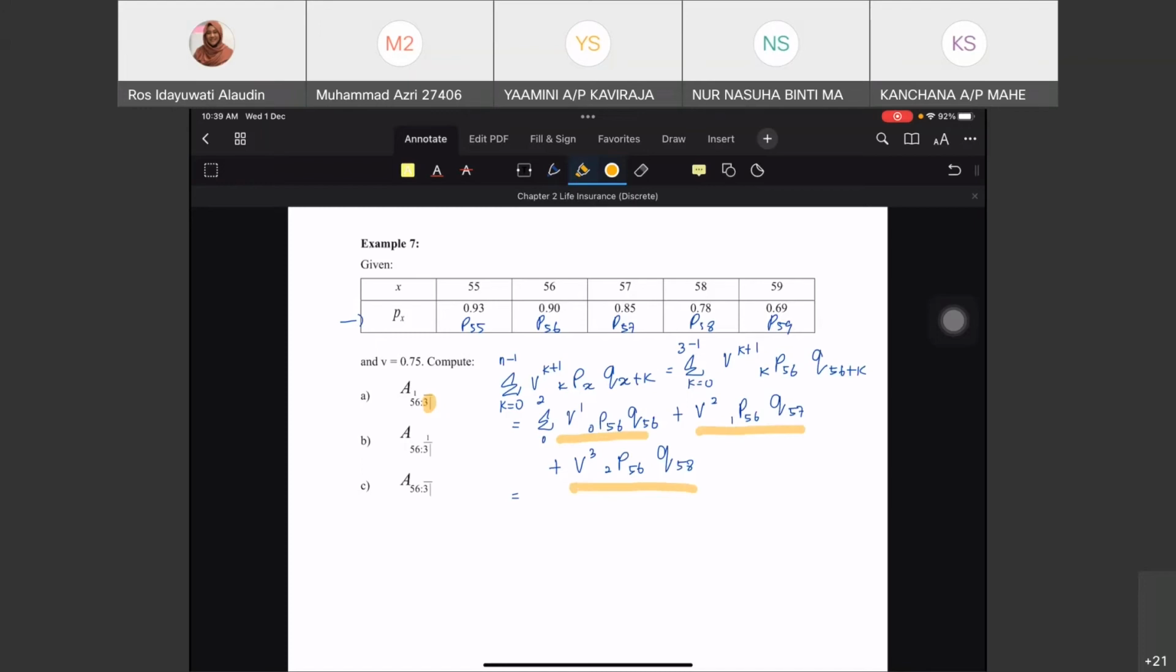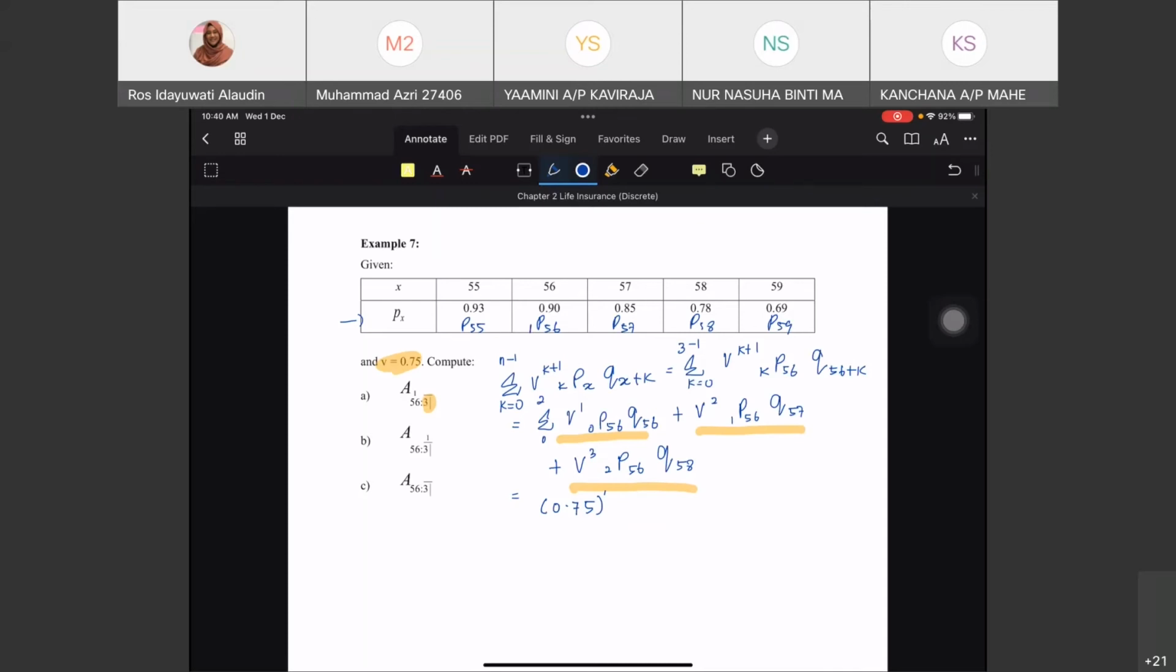0, 1, and 2. When you substitute k equal to 0, then k equal to 1, and then k equal to 2. Okay, so v to the power of 1, we are already given v is equal to 0.75. So v is 0.75 to the power of 1. So 0p56. So what is 0p56? Here we have 1.